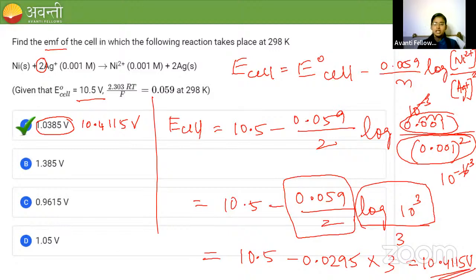Okay. Clear now? All of you know this formula, right? Log of m to the power n is equal to n into log m. So you get log 10 here. Log 10 value will be equal to 1. Okay. So 1 into 3 is 3. Is it all right for all of you? Any doubts?